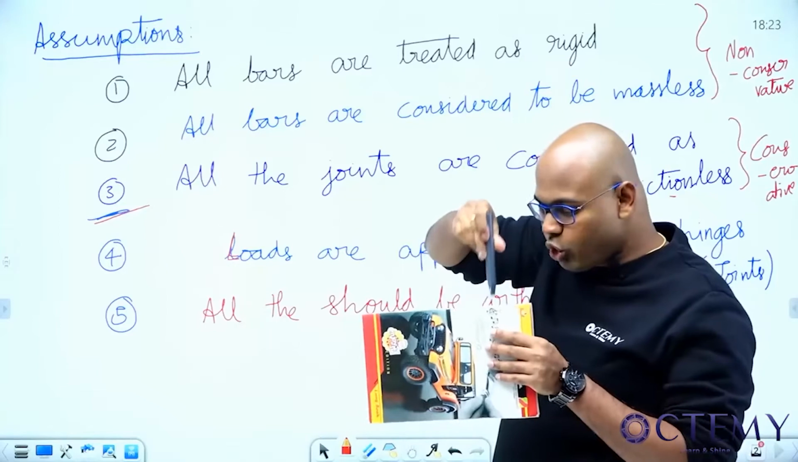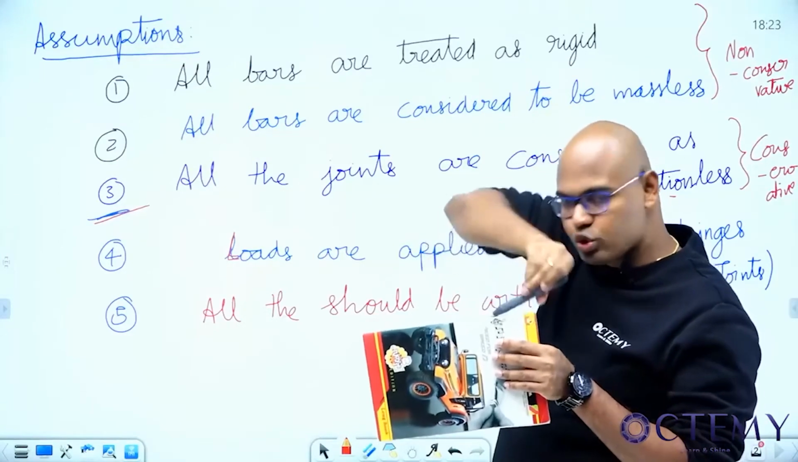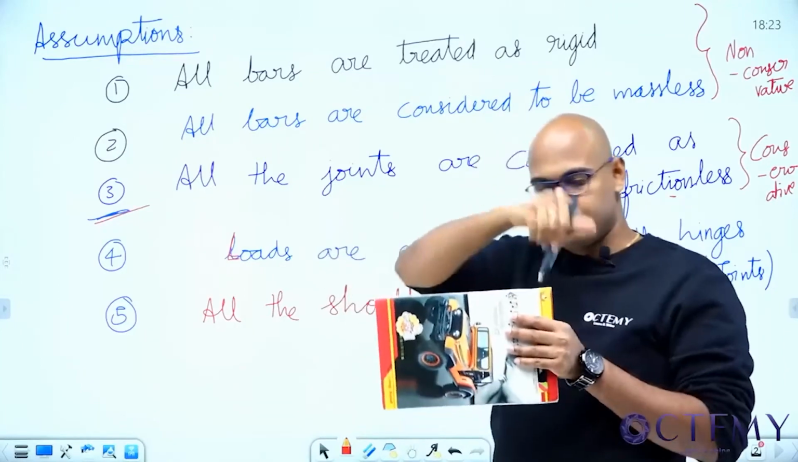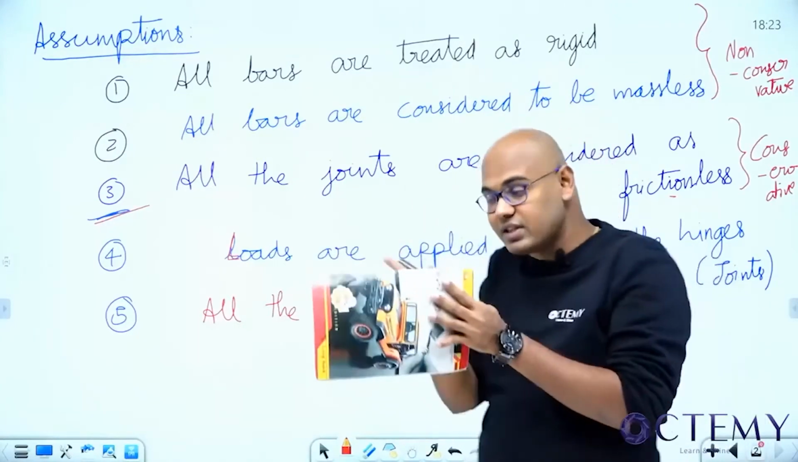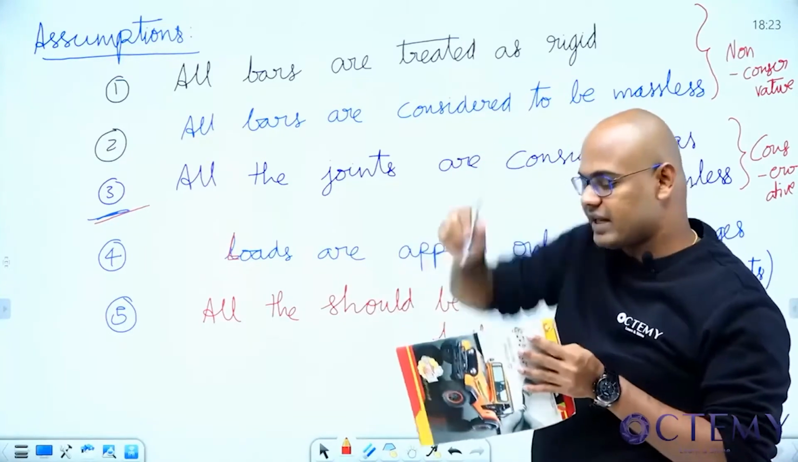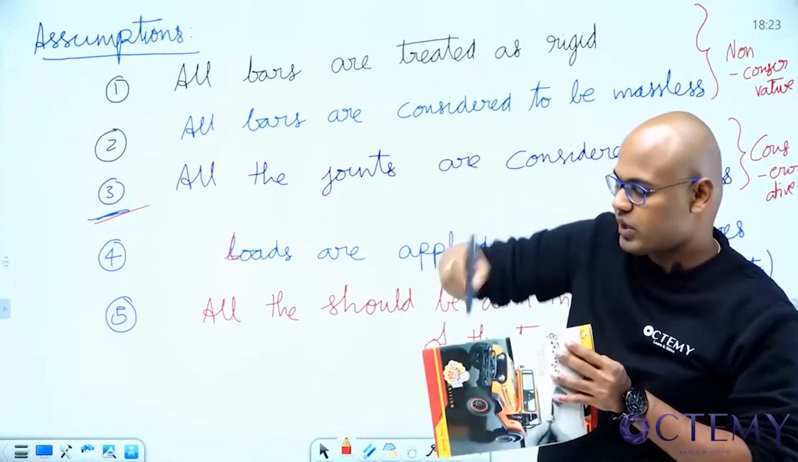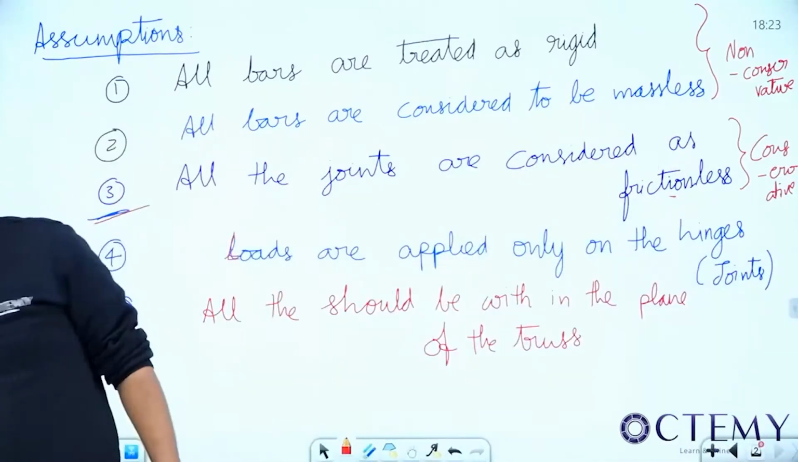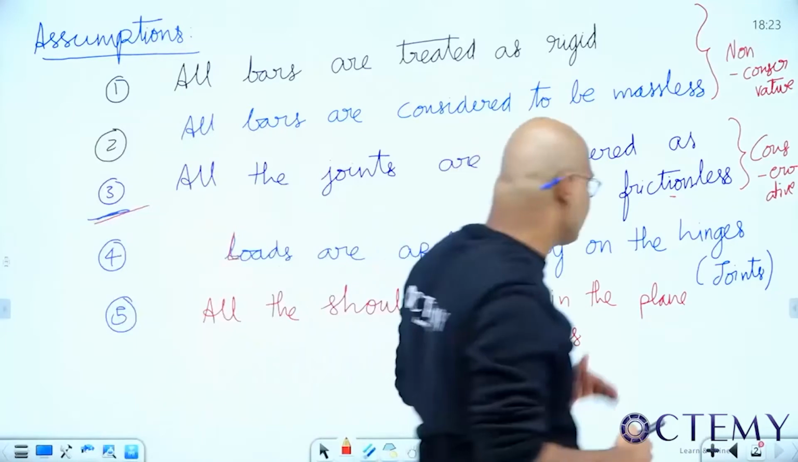I have to apply the load only in the plane of the truss. Maybe here you can do whatever you want, here you can pull it, here you can push it, these are all permitted, but it should be only within the plane of the truss. You cannot apply it perpendicular to the truss or at some angle with the truss. Only the load should be within the plane of the truss.